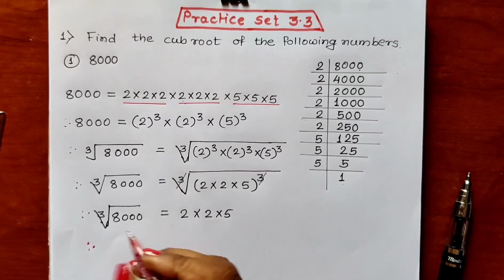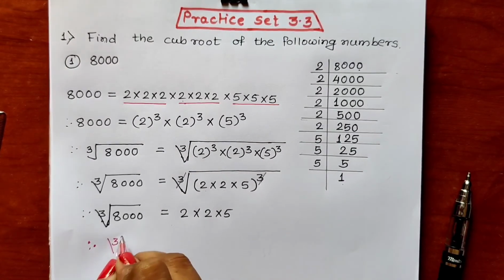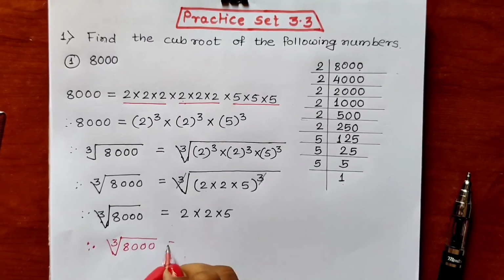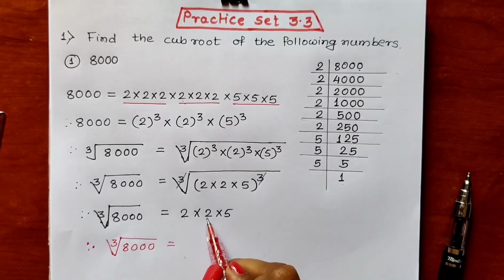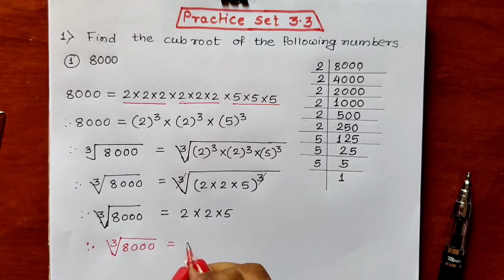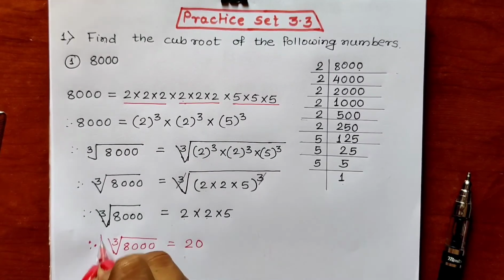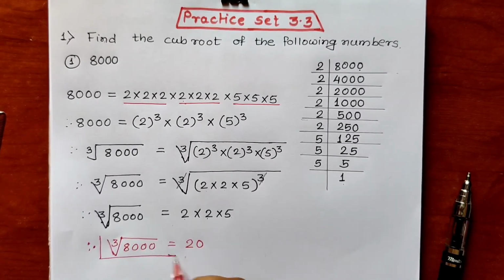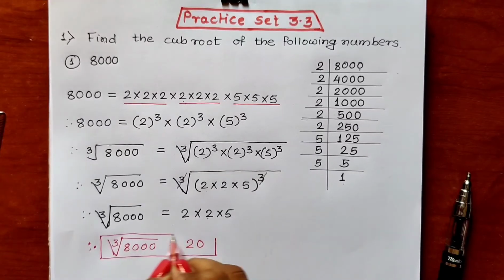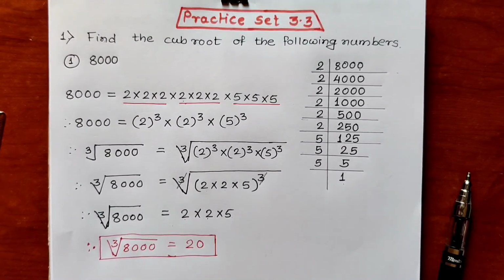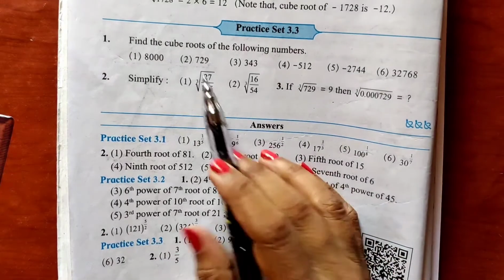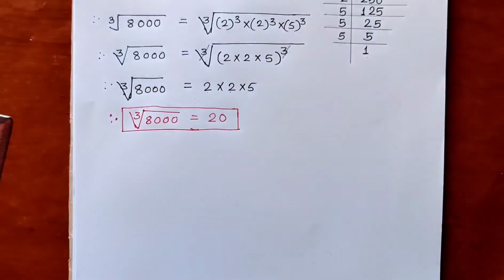Therefore, cube root of 8000 is equal to, write the answer, 2 2s are 4, 4 5s are 20. In this way, by using the method of factorization, we can find out cube root of given number. Now let us see what is the second number. Second number is 729.